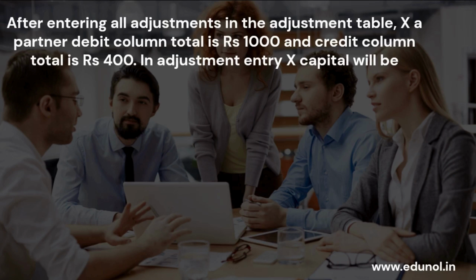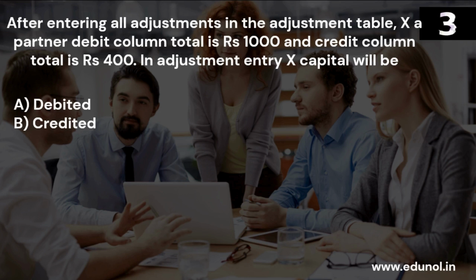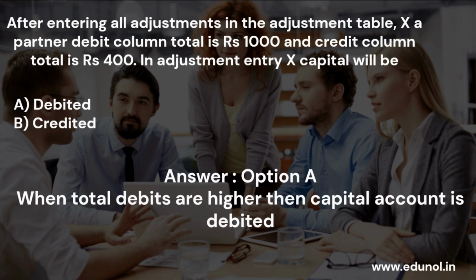After entering all adjustments in the adjustment table, partner X's debit column total is 1000 rupees and credit column total is 400 rupees. In the adjustment entry, X capital will be A. Debited, B. Credited. Answer: option A. When total debits are higher, the capital account is debited.